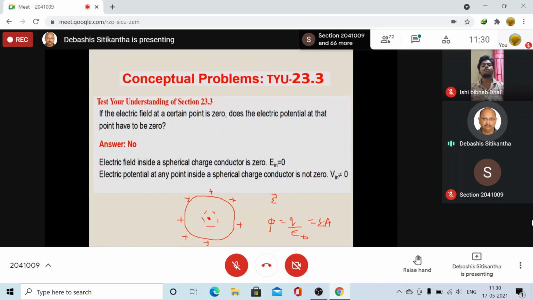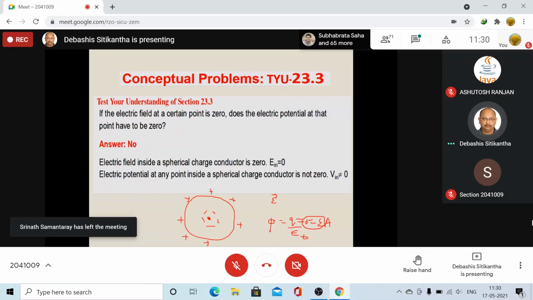So if this one is equal to 0, therefore obviously your E is going to be 0, because A cannot be 0, because A is nothing but the area of the Gaussian surface that you have drawn. But since phi is equal to 0 and phi is equal to E into A, therefore your E is definitely going to be 0. So in this case, we concluded that inside the hollow conductor, the electric field is equal to 0. Fine. So first part is over.